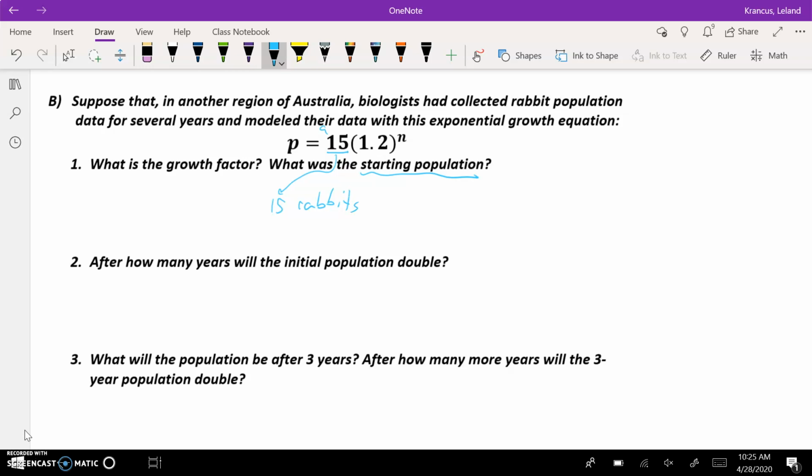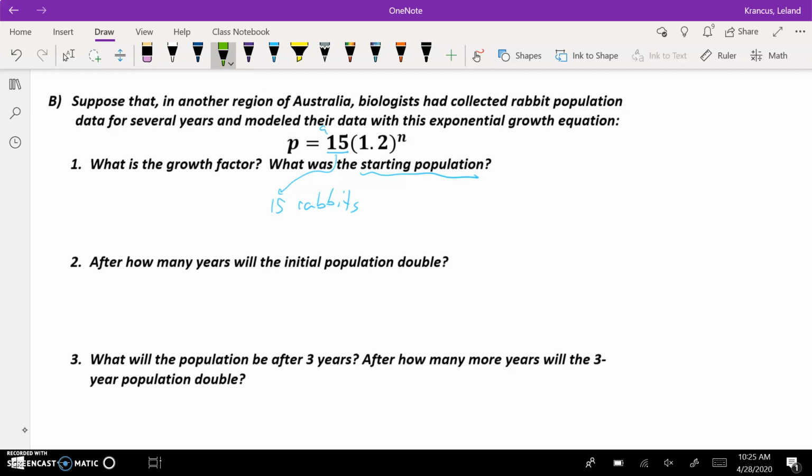And that's the starting number because when n is 0, if you use your calculator and put in 15 times 1.2 to the 0 power, so after no time has passed since data was being collected, you will get 15. That's because any number to the 0 power is 1, which seems weird. So 1.2 to the 0 power is equal to 1. 15 times 1 is 15. In our next unit of new learning next week, we'll learn a little bit about why that is. But for now, deal with it.